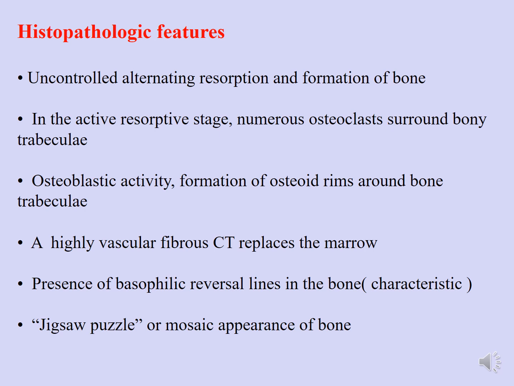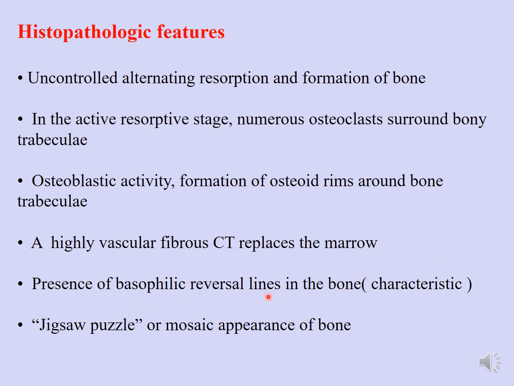Basically, again, we just have to correlate the pathology to what we should expect microscopically. The core pathology in Paget's disease is resorption and formation. There is uncontrolled alternating resorption and formation of bone. In the active resorptive phase, numerous osteoclasts are seen around bony trabeculae, while in the osteoblastic activity, formation of an osteoid rim around bony trabeculae is seen. Highly vascular connective tissue stroma replaces the marrow.